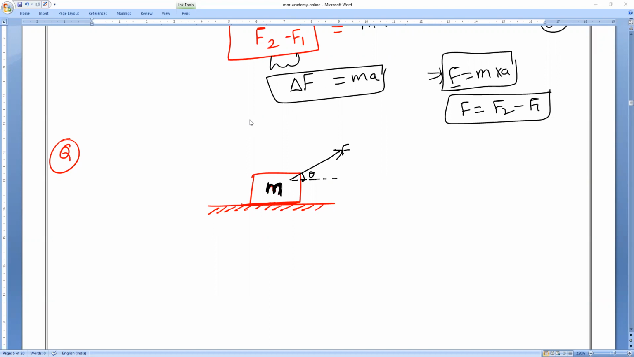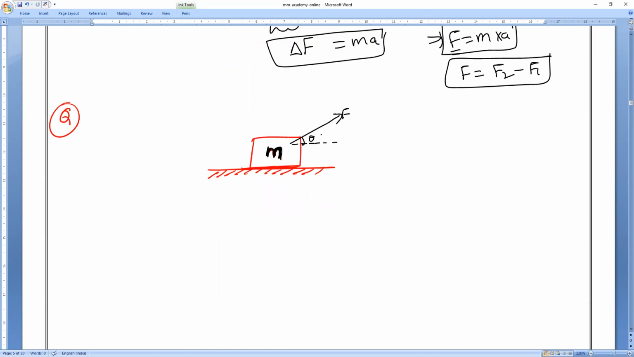Anybody having any doubt, you can ask me. Do you all understand, everybody? This is a question. What they are asking here, if you observe: with that angle theta, we are exerting the force on this. Then they are asking, find the normal as well as the acceleration of the body.